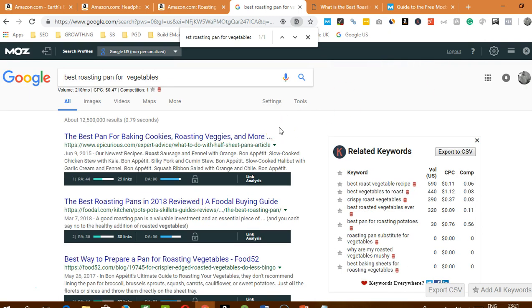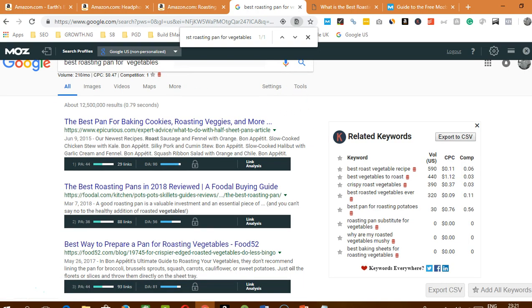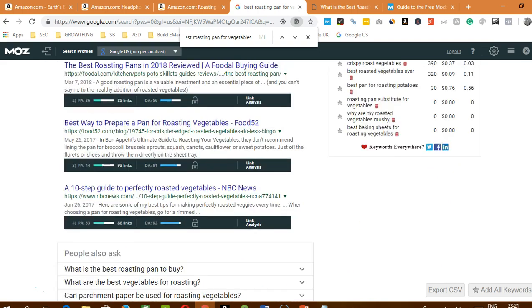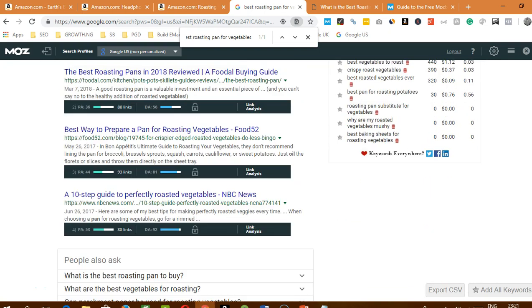What happens most of the time is, when Google cannot find a page that is targeting that particular keyword, it renders something that is very, very close to it. So you see that these pages that are ranking are not really targeting this particular keyword. So it is an invitation for you to write about this topic and rank for it, obviously. So that is how you check the relative competition.